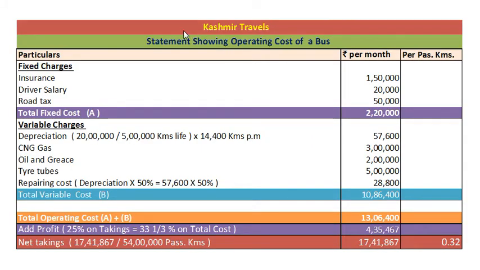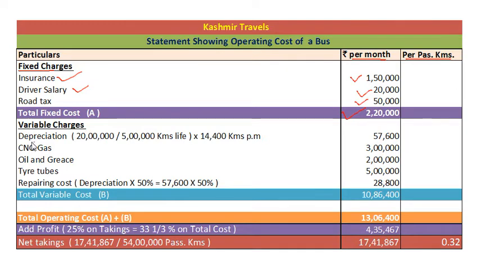Here is a cost statement. Kashmir Travels statement showing operating cost of a bus. Particulars: rupees per month, that is amount per month, and per passenger kilometers. First we will take fixed charges. Insurance charge given rupees 1,50,000 for the month. Driver salary we have given rupees 20,000. Road tax rupees 50,000. So our total fixed cost amounts to rupees 2,20,000.